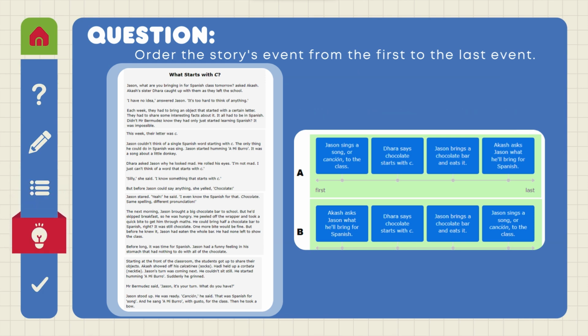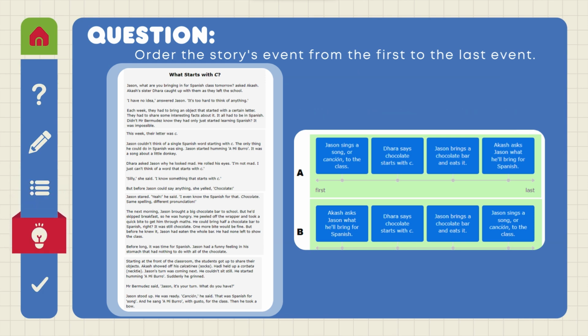The only thing he could do in Spanish was sing. Jason started humming Mi Burro. It was a song about a little donkey. Dara asked Jason why he looked mad. He rolled his eyes. I'm not mad, I just can't think of a word that starts with C. Silly, she said. I know something that starts with C. But before Jason could say anything, she yelled, chocolate! Jason stared. Yeah, he said. I even know the Spanish word for that. Chocolate. Same spelling, different pronunciation.